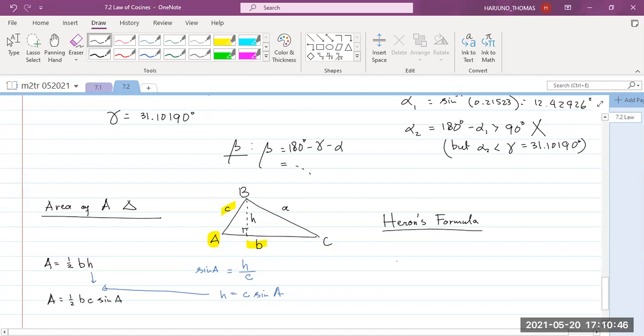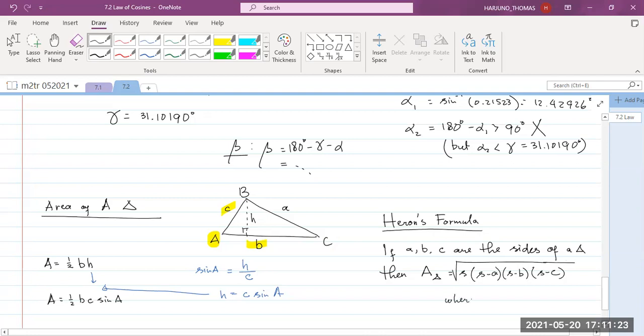But anyway, Heron's formula says the following: if A, B, C are the sides of a triangle, then the area of that triangle is equal to the square root of S times (S minus A) times (S minus B) times (S minus C), where S is the semi-perimeter.